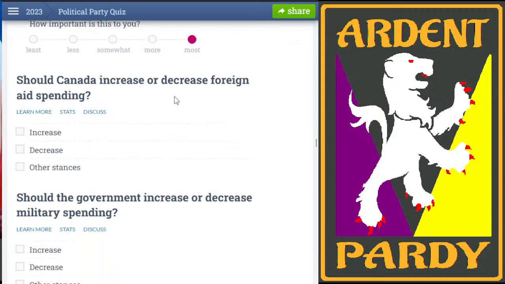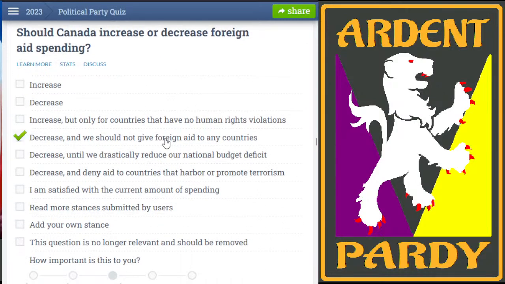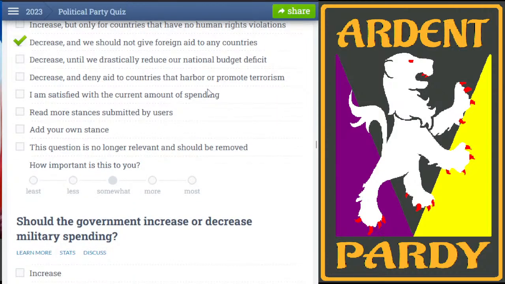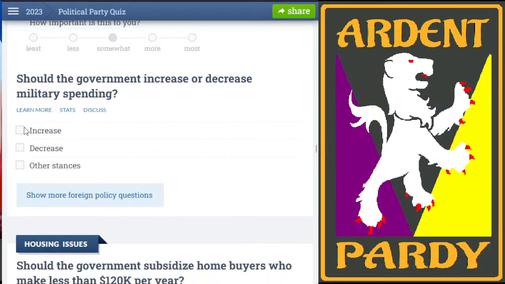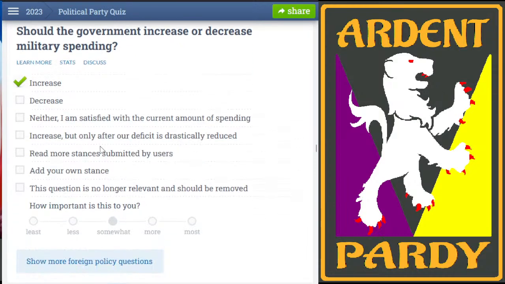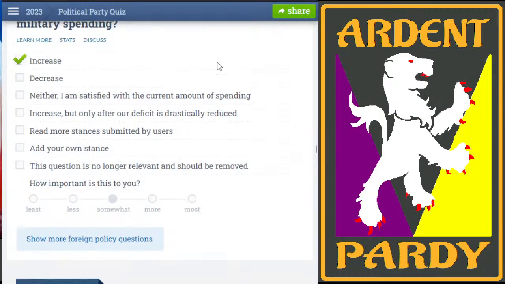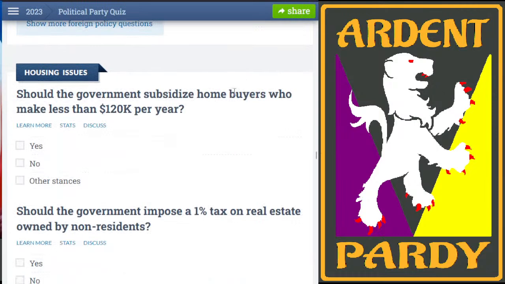Should Canada increase or decrease foreign aid? We should definitely decrease it. In fact, we should probably end it altogether. There we go. That's another good one here. Decrease and deny aid to countries that harbor or promote terrorism, but I'm going with we shouldn't be giving any foreign aid. Let's see. Should the government increase or decrease military spending? It's pretty obvious we should increase our military spending. Any more stances? No, of course not. Okay, I'm just going to stop trying that one. That one's pretty important to me.